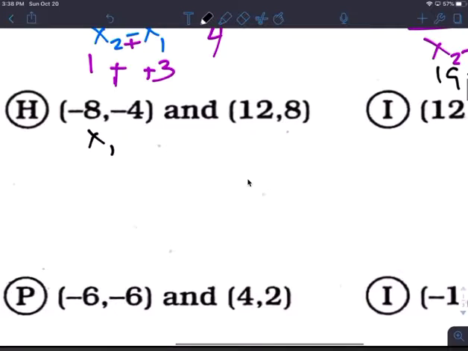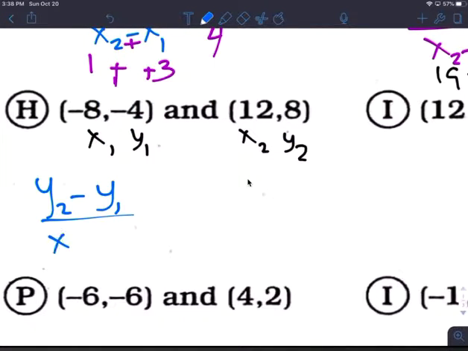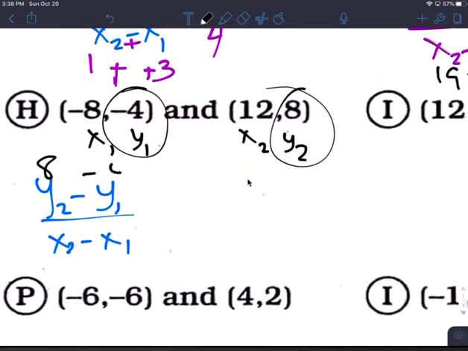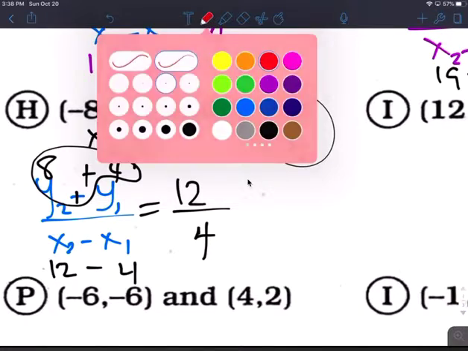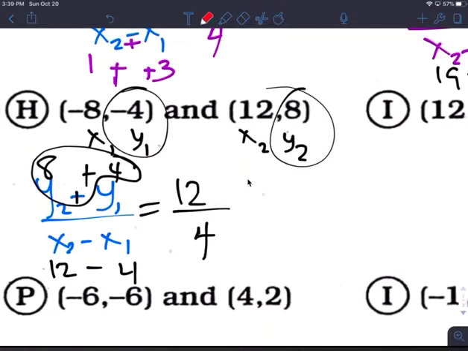Okay, x sub 1, y sub 1, x sub 2, y sub 2. The formula is y sub 2 minus y sub 1 over x sub 2 minus x sub 1. Okay, y sub 2 is 8 and y sub 1 is negative 4. So 8 plus a positive 4 is 12. X sub 2 is 12 minus 4. Okay, reduced by 4, you get 3 over 1, or just 3.